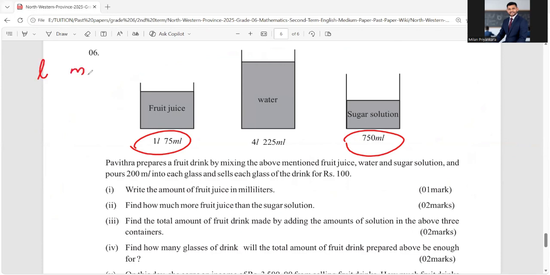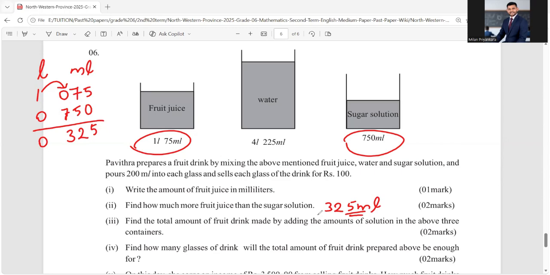So let's go with liters, milliliters, 1 liter 75 milliliters minus 0 liters 750 milliliters. For that you need to write 0 here, because we can write 3 digits on the side of milliliters, right? And 5 minus 0 is 5. 7 minus 5 is 2. 0 minus 7 is not possible. You take 1 from here, then it is 10. 10 minus 7 is 3. Then this is 0. 0 minus 0 is 0. Okay, your answer is 325 milliliters, right? Whenever you write this kind of answers, you must write the units. Do not forget to write the units.